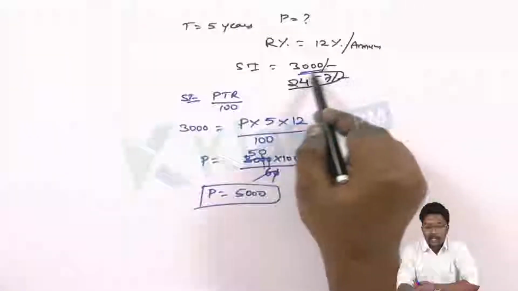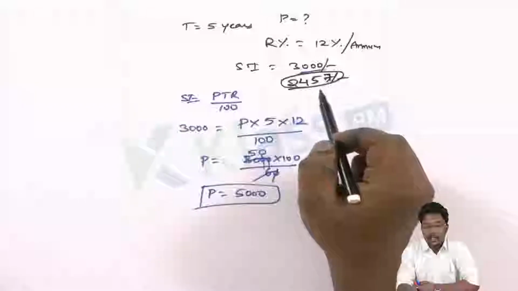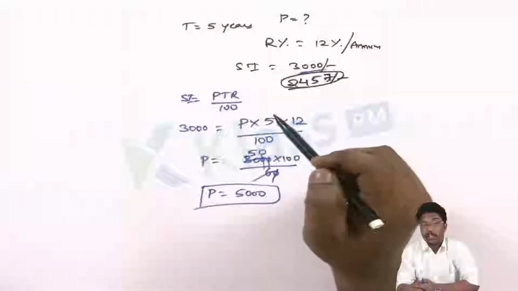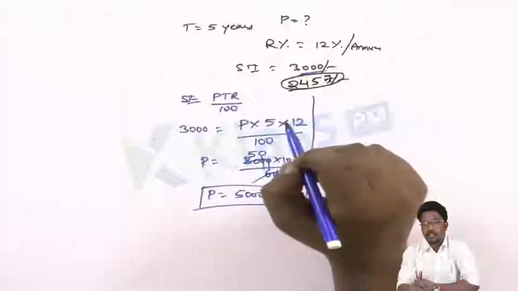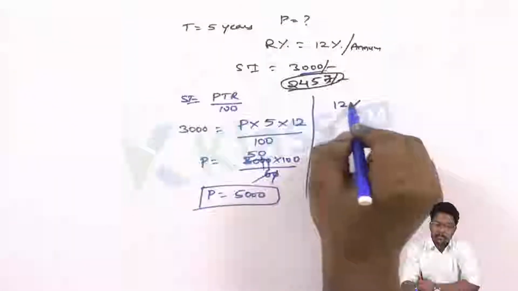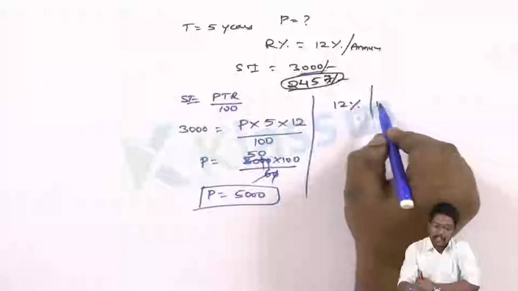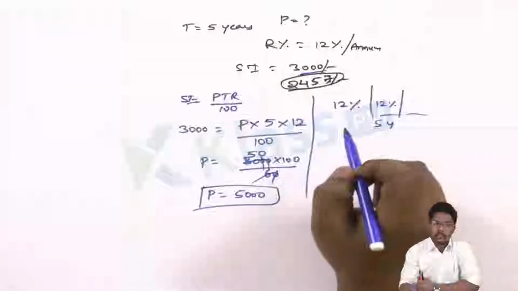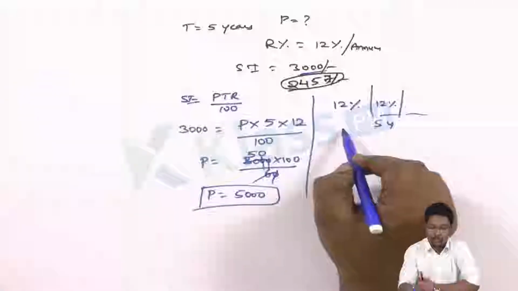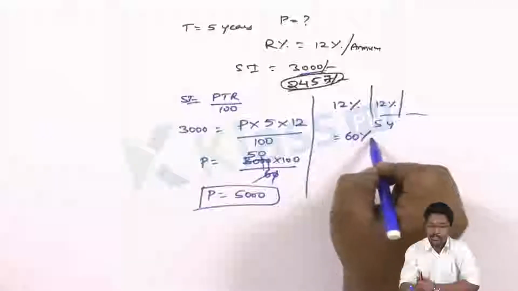Because they end with 7, then we don't know how to calculate, how to cancel, and which table it will cancel. So for this, go by concept based. Rate of interest is 12%. First year I am paying 12%. Second year I am paying 12%. Like this up to 5 years. So every year 12%. 12% into 5, 60%.